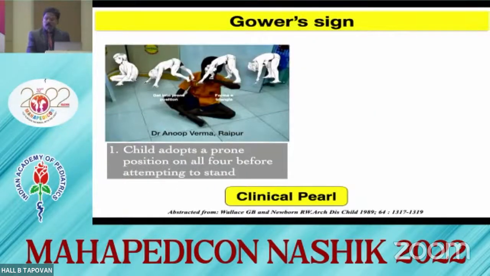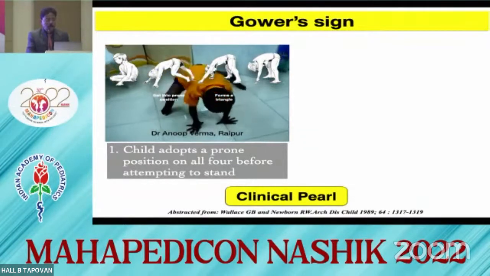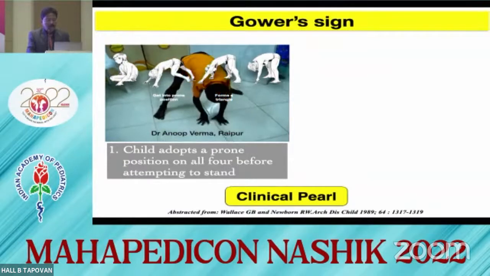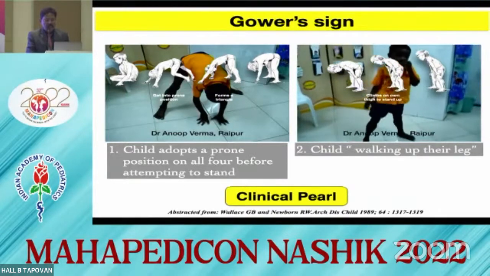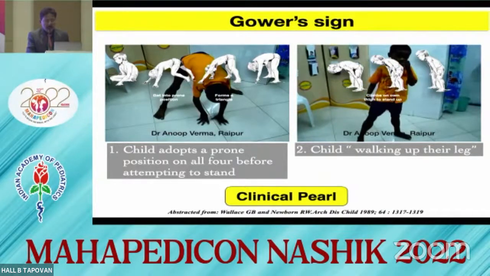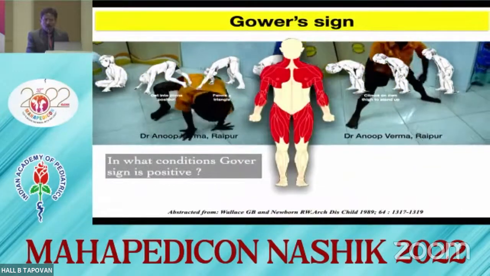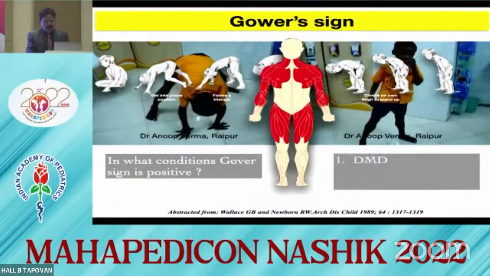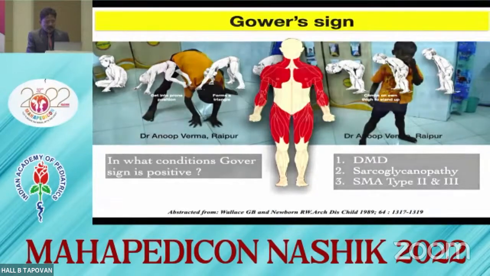Gower sign has two components. The first component you are seeing is the child getting into the prone position and forming a triangle. This is part one. And this is another part: he climbs up his thighs to stand up. That is the Gower sign. And we know that the Gower sign is positive in all conditions where proximal muscle weakness is there, maybe DMD, maybe sarcoglycanopathy, maybe SMA2 and SMA3.